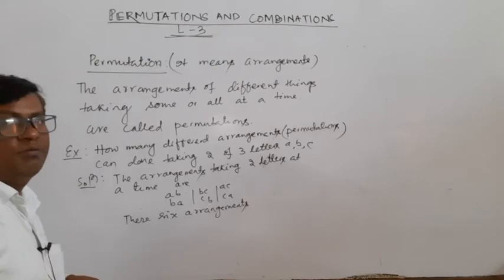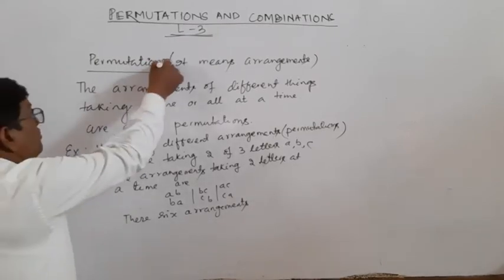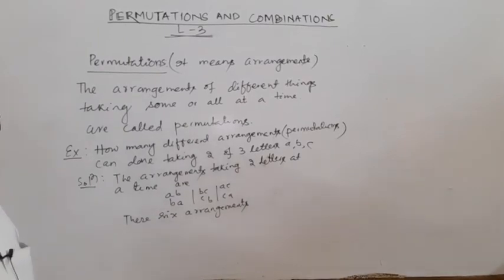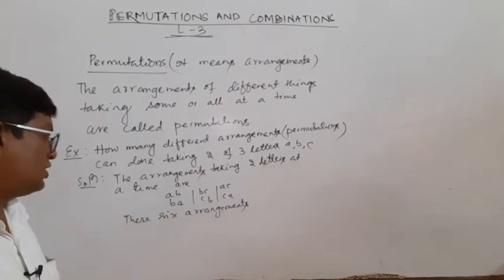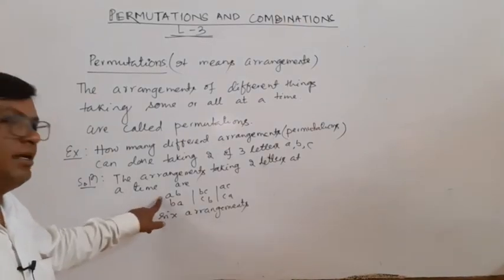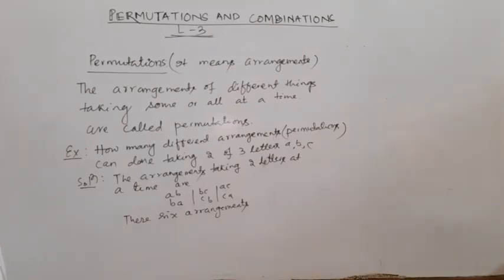Now, what do you mean by combination? This is permutations, meaning arrangements. And what is meant by combination? Here one thing to observe: AB and BA are different orders, not the same. So AB and BA are different orders. Here orders are counted.